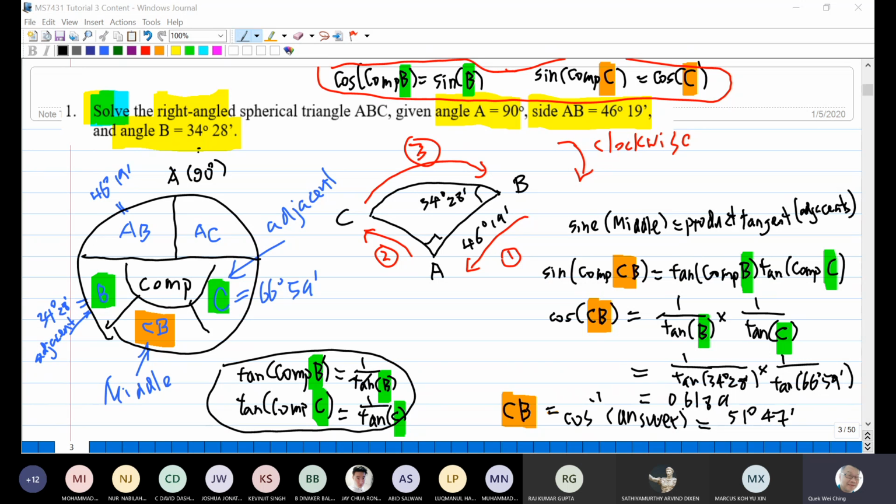So let me copy this to you. Every time you want to do the calculation, you see which part you need. You can use the orange part to see, okay, this is what I want to find. This is called the middle part. Then you decide what information you can use. For example, now I can find AC.